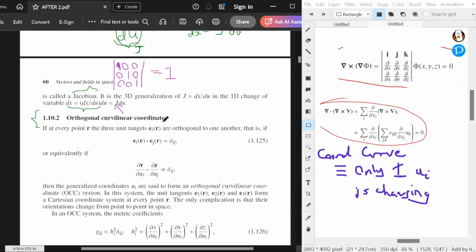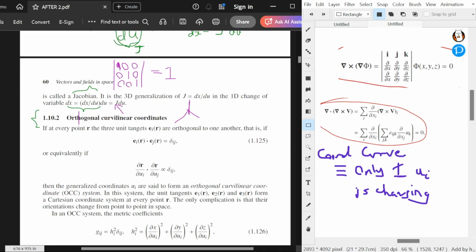Orthogonal curvilinear coordinates. I think this just means perpendicular, but in three ways. I think that's what orthogonal means. Let me Google just to make sure. Orthogonal, meaning of or involving right angles. Okay. Let's go back.